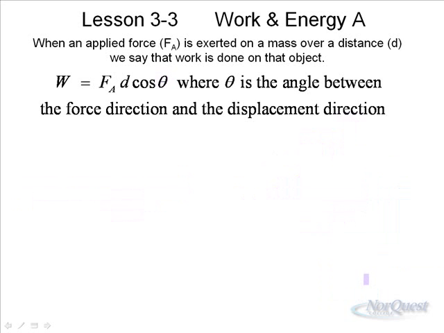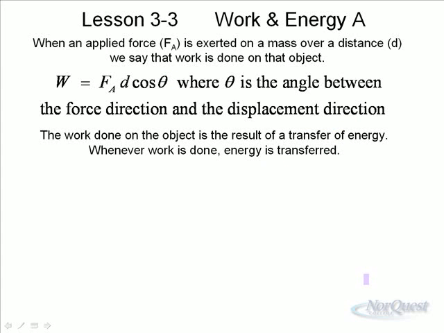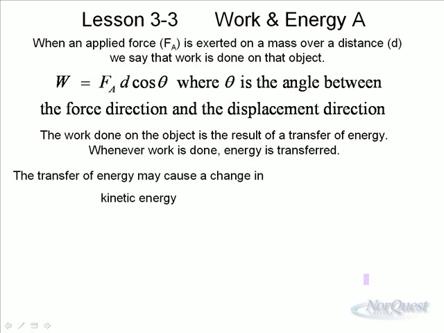So, continuing, the work done on the object is the result of a transfer of energy. Whenever work is done, energy is transferred. And you can get all kinds of different types of energy. One type of energy that you might give to an object as you do work on it, or as you apply a force over a distance, is kinetic energy. And kinetic energy is called the energy of motion. And the formula for kinetic energy that we'll look at a little bit later is 1/2 mv squared. And notice that it's the mass and the speed of the object that give it its kinetic energy.